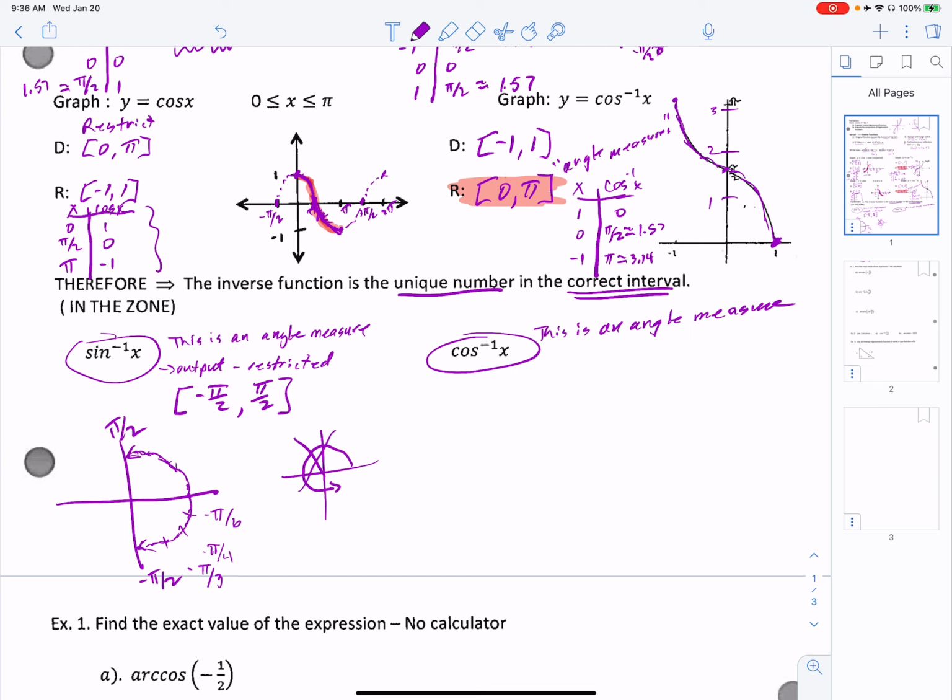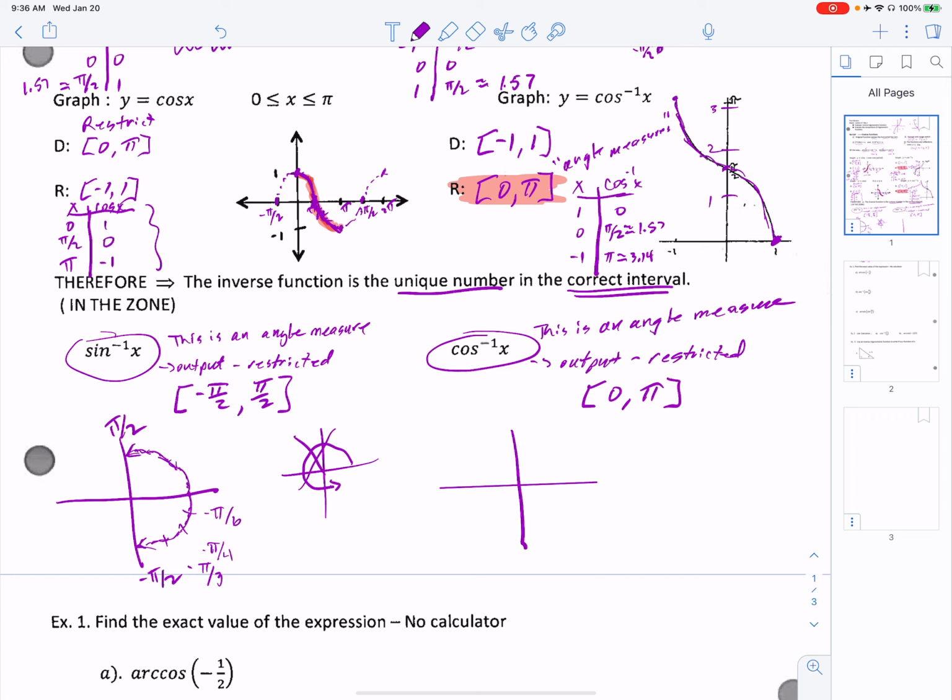All right, so on inverse cosine, again, the output of that is an angle measure, or that's what it gives. And the output is restricted. It is restricted to 0 to pi, the range of inverse cosine. And so when I'm thinking about the unit circle, I'm going to be going from 0 to pi halves to pi. Those are the only kinds of angles I can have out of inverse cosine.